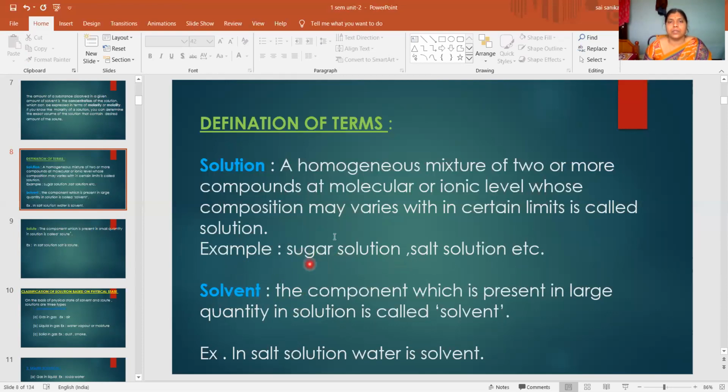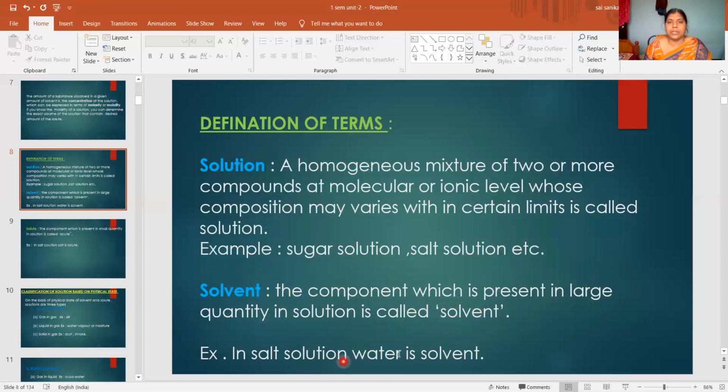For example, if you take sugar solution, sugar plus water, sugar is the solute and water is the solvent. Similarly, salt solution. Salt is the solute and water is the solvent. If both components are liquids, which is the solvent and which is the solute? How will you identify? Whichever component is more in quantity in a solution, that component is called solvent.